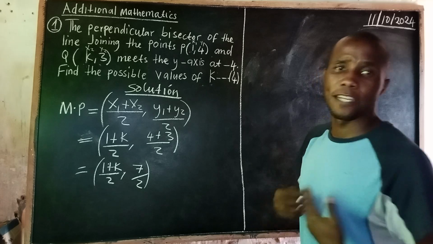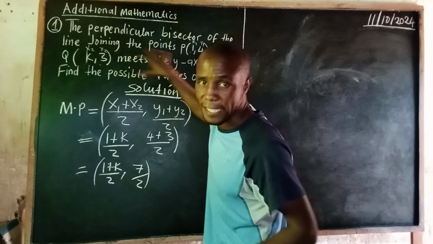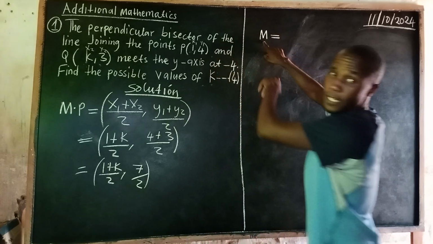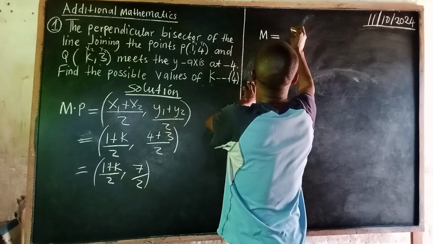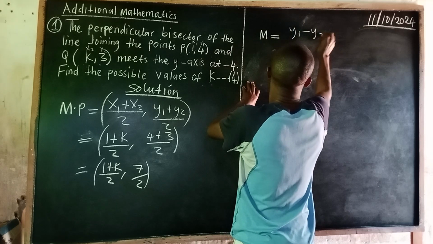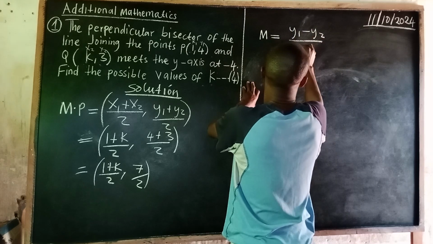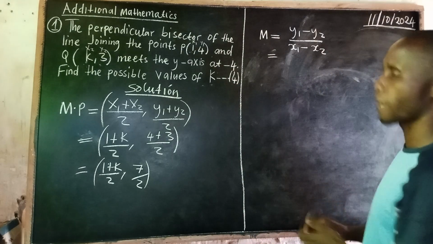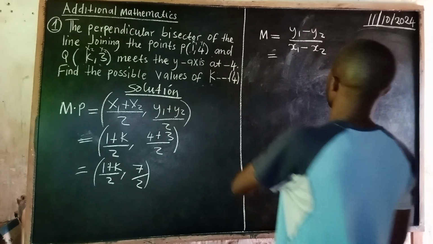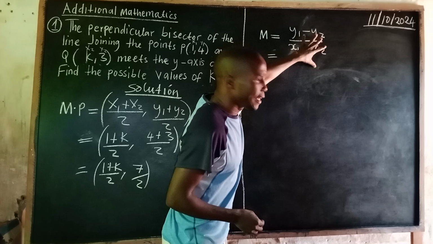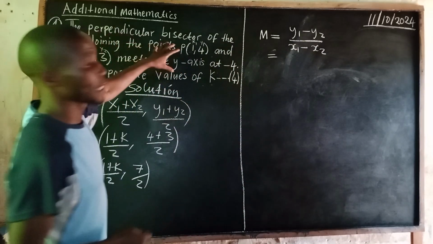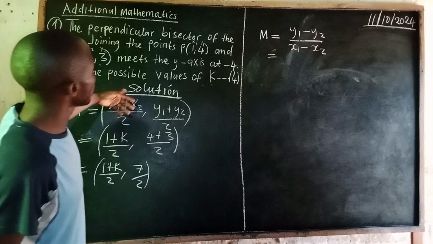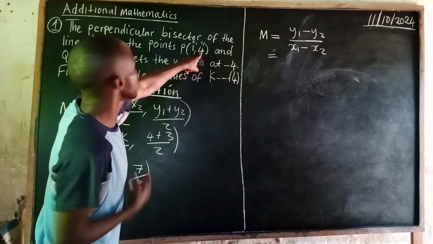So now how do we find the gradient when we are given coordinates like this? We are going to follow the formula. Gradient, which is representing the letter m, is equal to y1 minus y2 over x1 minus x2. Okay, so here we are trying to find the gradient. So now, again, we are going to substitute according to the coordinates that we have. So y1 in this case is 4.